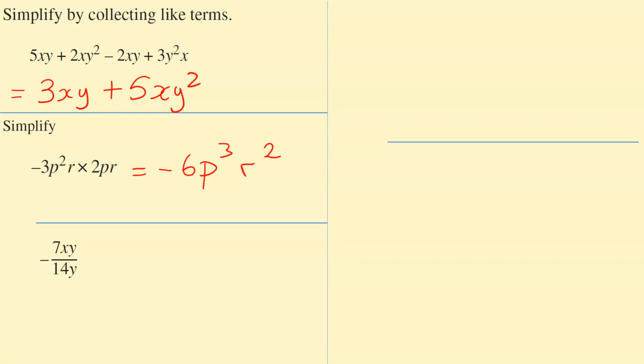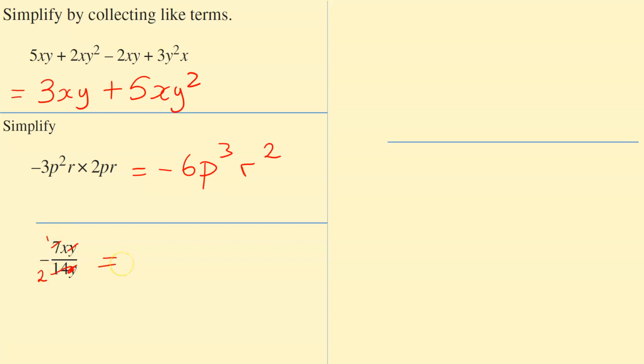Now we have this fraction. Can we simplify this fraction? And yes, we can. The first one is we notice that they have the same variable. We have a y in the numerator and a y in the denominator. We can cancel those y's straight away. Let's focus now on the 7 and the 14. What can we divide 7 and 14 by? Well, we can divide them by 7. Okay, so 7 divided by 7 is 1. 14 divided by 7 is 2.